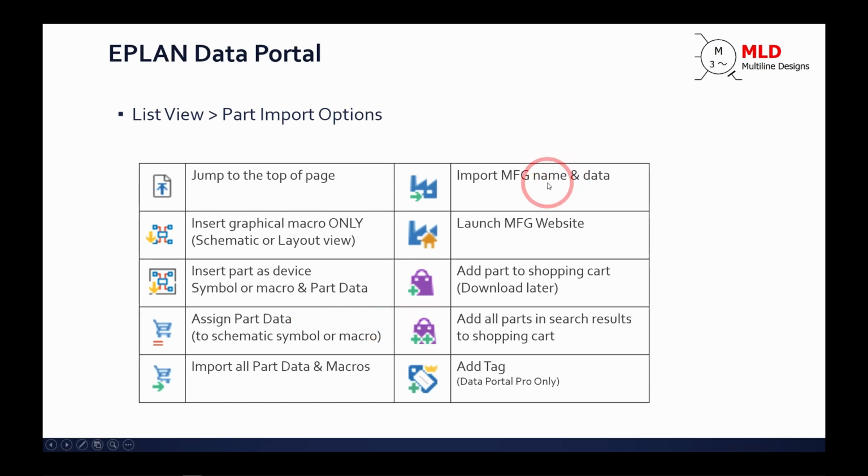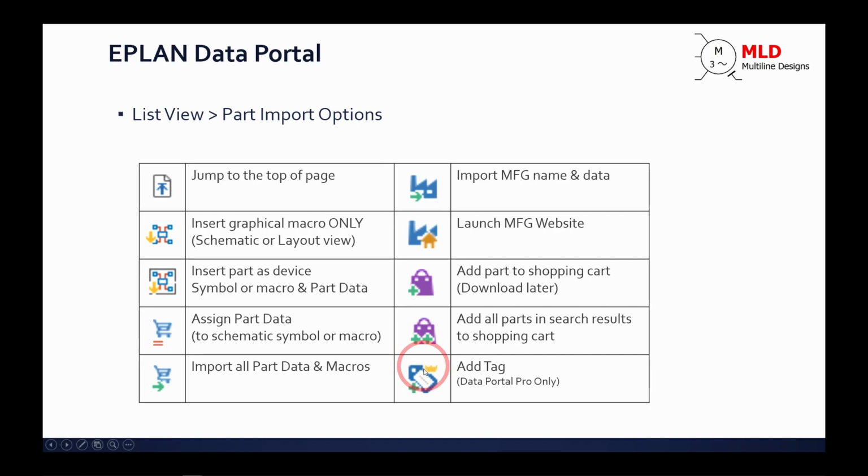Up here on the second column, we have import manufacturer's name and data. There is a node within the tree view in the parts manager that keeps track of manufacturer's name and information. There is a small table in there for manufacturer's information, such as emails and street addresses and phone numbers and that sort of thing. Much of that information is available on the data portal or through the data portal. So if you need to update that for several manufacturers, you can simply click on this icon for that manufacturer on any part, and it will download that information to your parts database. You can also click on this icon to launch and go directly to the manufacturer's website.